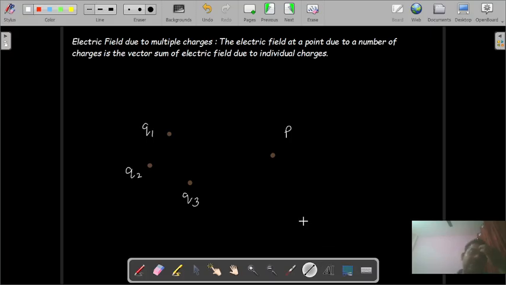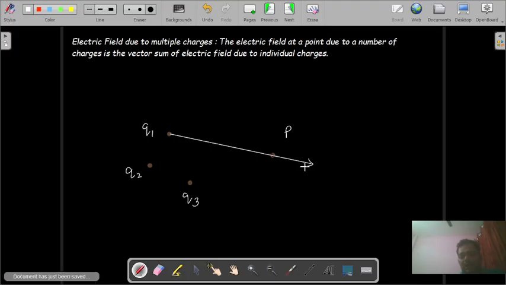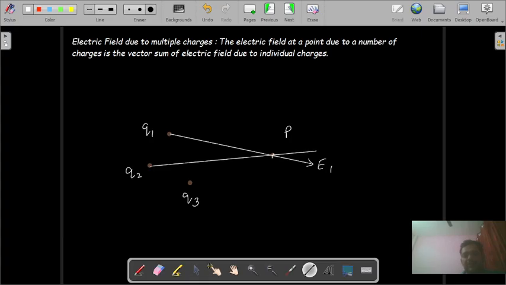So the electric field at this point P can be obtained by finding the electric fields due to the individual charges and adding them vectorially. We obtain the electric field due to the charge q1 by joining it to the point P. So the electric field due to q1 will be along r. This is the electric field due to 1, which we write here as E1. Similarly, we can write the electric field due to q2 by joining this point P to q2. The electric field is again in the direction of r. So we write here E2.